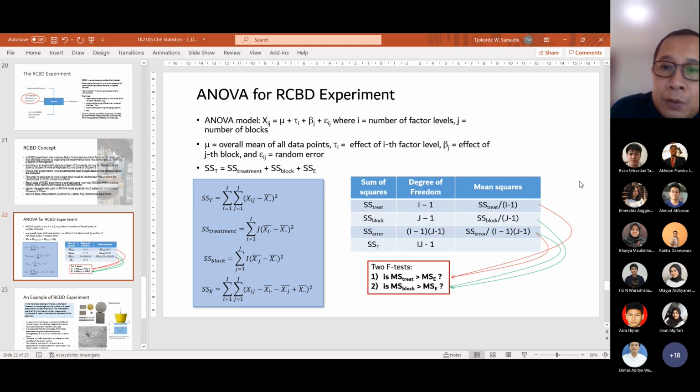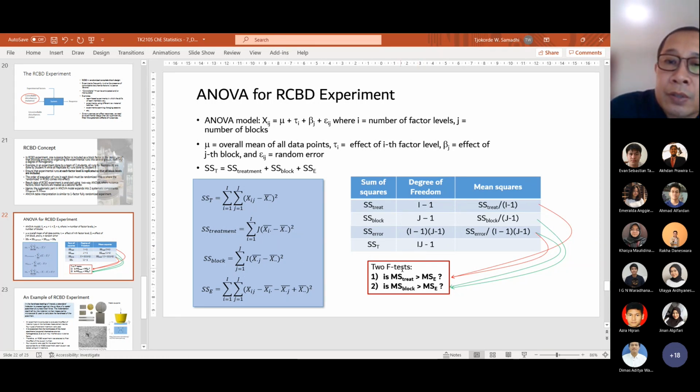So all that is left to do is to perform the appropriate F test. Okay. And since we have two systematic components, then we can perform two separate F tests. Ya. Jadi kita bisa melakukan dua uji F yang nggak berhubungan satu sama lain. That's an important concept. Tidak berhubungan satu sama lain. Kita sudah memisahkan, kita sudah mempartisi mana kontribusinya treatment level, mana kontribusinya block level. Jadi F-testnya dilakukan secara terpisah.